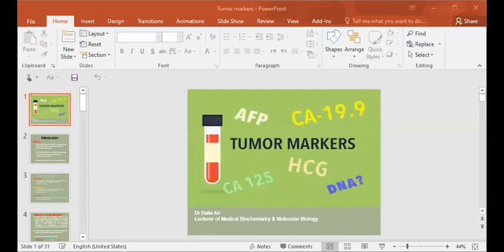Tumor markers. In this lecture, we are going to learn together what's meant by tumor markers and how we can use tumor markers to diagnose certain types of cancers.